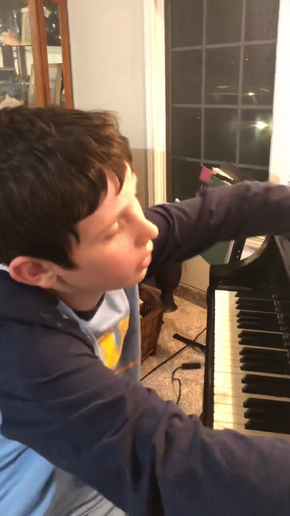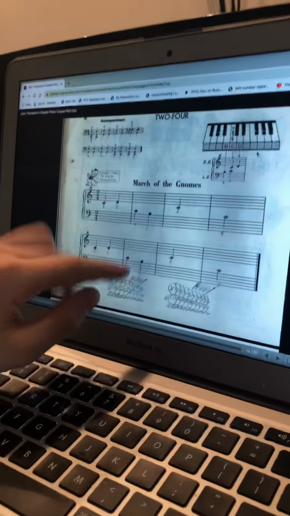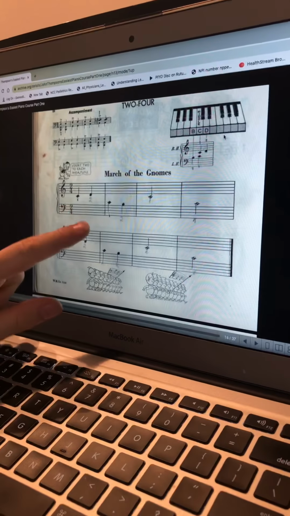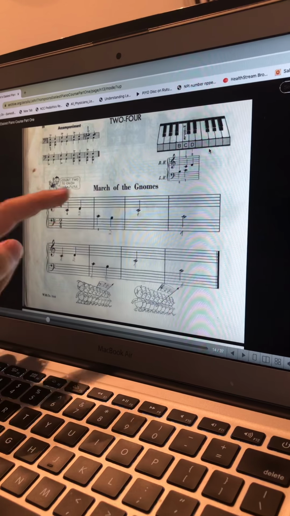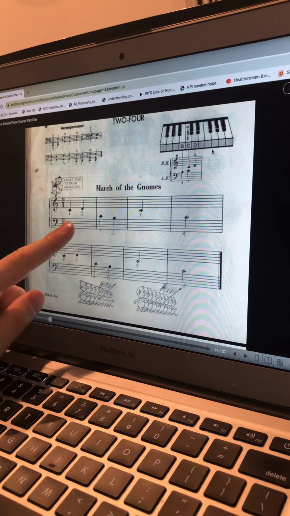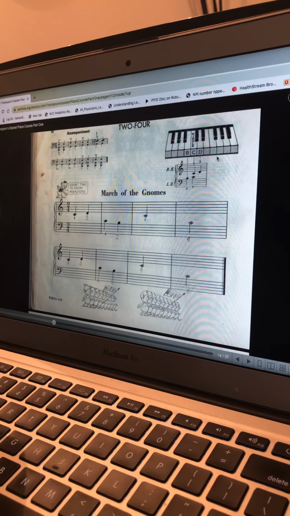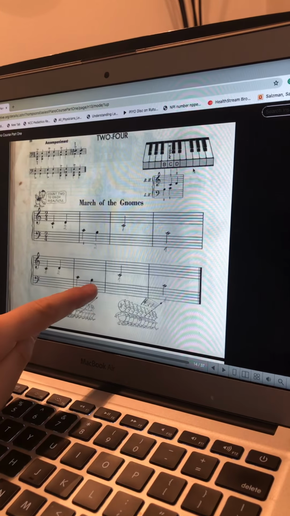So good. Now, we also learned the staff. Let's go back to the computer. You remember computer, right? Good computer. Now, we have the staff. Those are these weird lines. We also looked at whole notes, half notes, and quarter notes. And here you will see half notes and quarter notes.